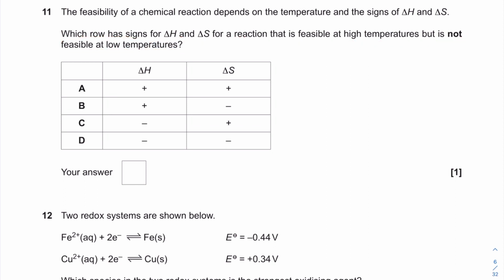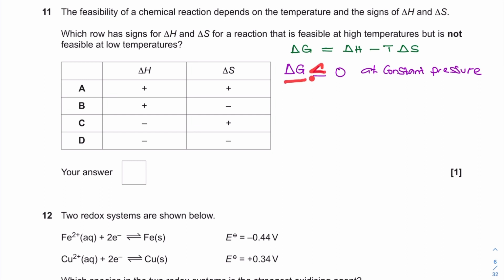We're looking at delta H and delta S, and the relationship between the two is what we call the Gibbs free energy equation. Here's the Gibbs free equation, where delta H is the enthalpy, delta S is the change in entropy, and T is the temperature. What we're looking for in this equation is that the reaction is feasible when delta G, the Gibbs free energy, is less than or equal to 0. That means the reaction will take place.